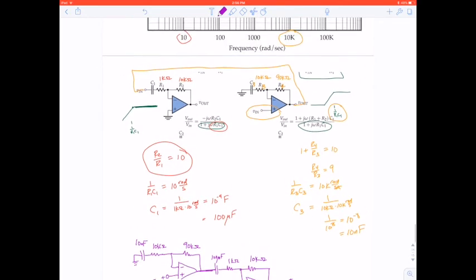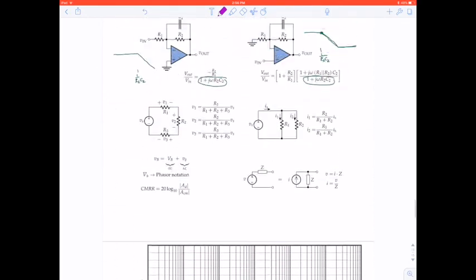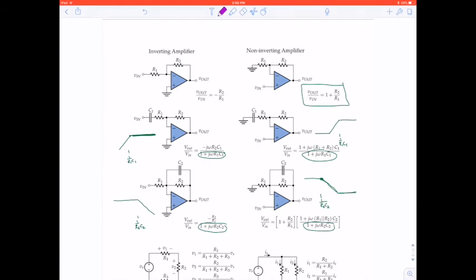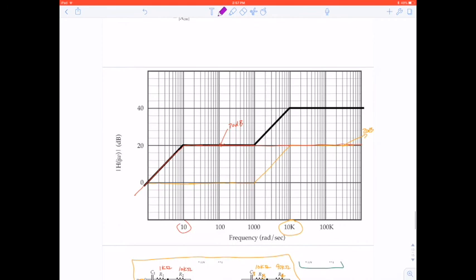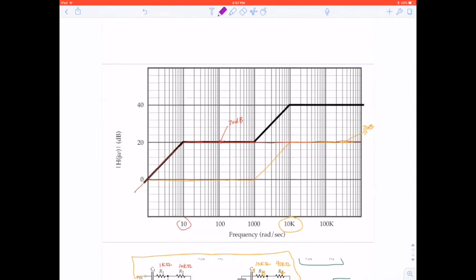Okay, so to review, we need to recognize the different shapes that we have available to us to easily design using these circuits, which we've covered in class. So we have 4 different circuits. We have a high pass and a low pass, and then a step up and a step down response available to us. And the key here is to be able to understand how at least 2 of these filter stages will add up to give us the response shown by the black curve.